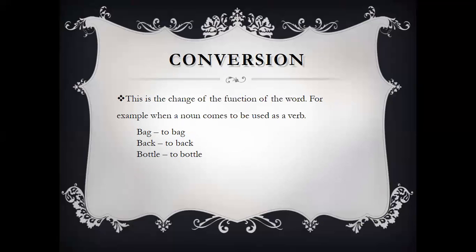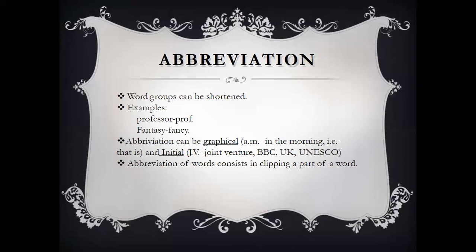And the next is conversion. Conversion is a change of the function of the word. For example, when a noun comes to be used as a verb. For example, bake is the noun form and to bake is the verb form. Bake, to bake, bottle, to bottle, and book, to book.